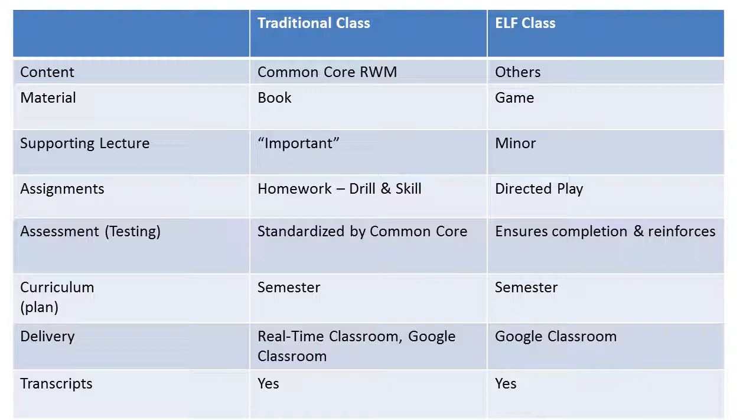A traditional class is usually dealing with the Common Core. Usually the topics are reading, writing, and math. ELF classes are enrichment only and cover essentially all the other topics. Materials in a traditional class are books usually, or a set of books. ELF classes use games and only games.